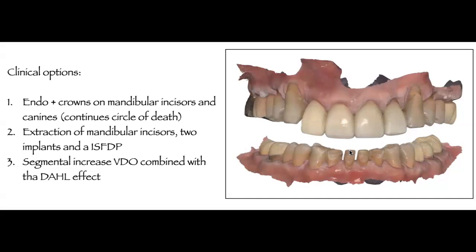And this is actually the option that the patient was presented with prior to coming to my office. And it was extraction of mandibular incisors, 2 implants, and an implant supported fixed dental prosthesis. So they were planning to extract 23, 24, 25, and 26, place implants at the 23 and 26 position, and then a 4-unit implant supported fixed dental prosthesis.